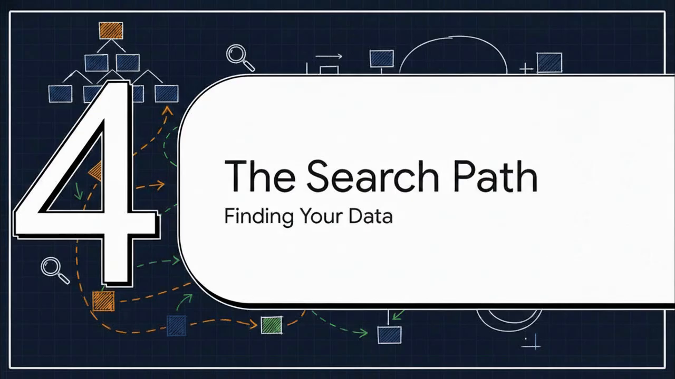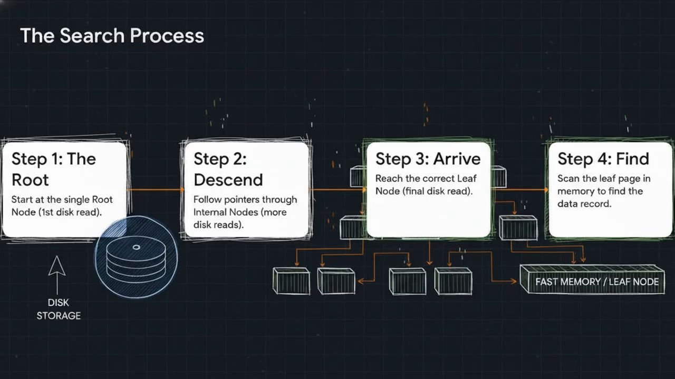Okay, so we have the map. Now let's actually trace the path to find one specific piece of data and see why this whole design is just so fast. The whole process is really direct and really fast. First, the system does one slow disk read to grab the root node. It compares your search key to the signposts on that page, which tells it which child page to go to next. Then, it does another disk read to grab that child page and repeats the process. You just follow this path of signposts down until you finally read a leaf node page.